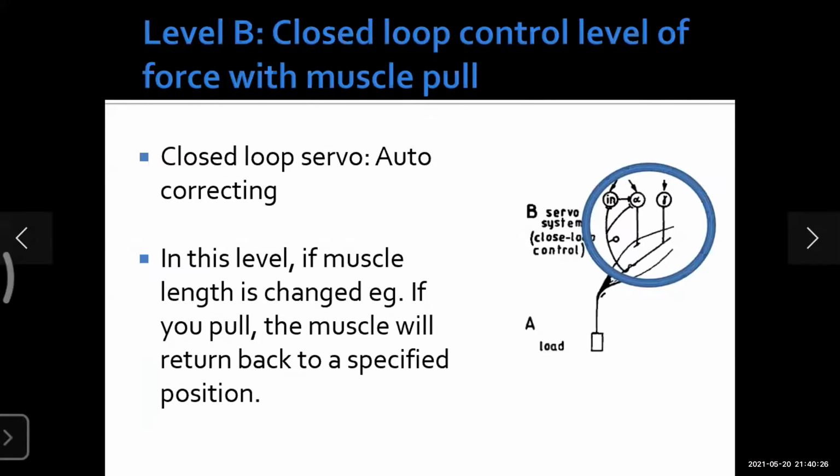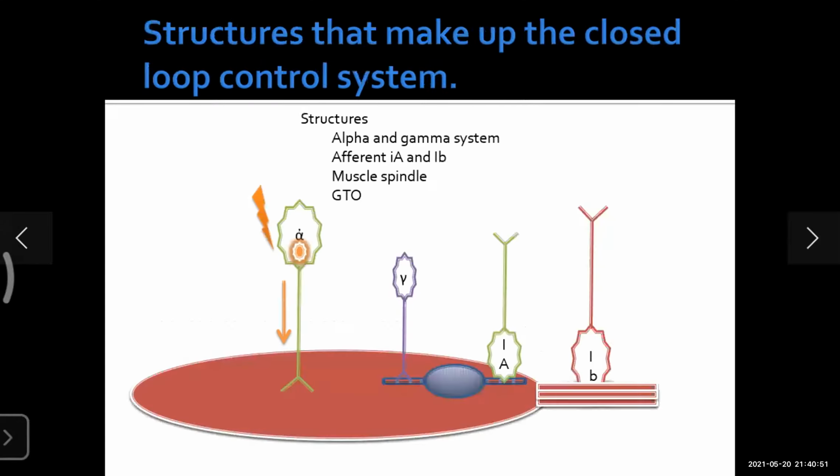Level B. Now, this is something which we all are very familiar with, but we need to just try to think about it. This is level B, which is at the spinal level, and we call this level the closed loop control level of force. What is this closed loop control level?